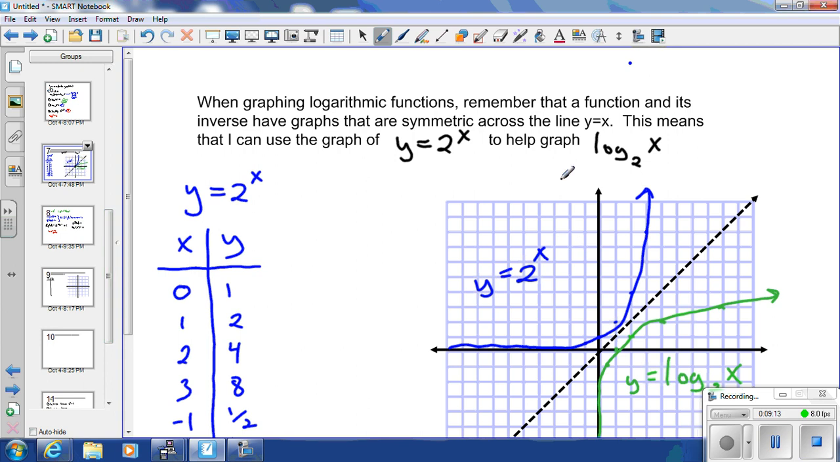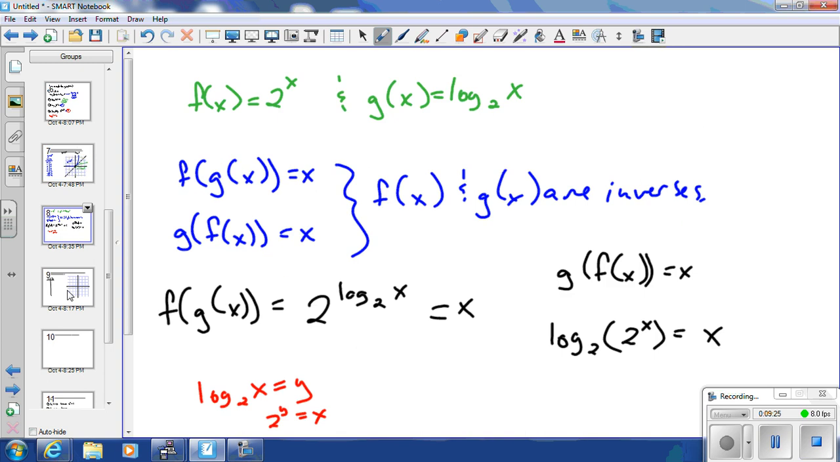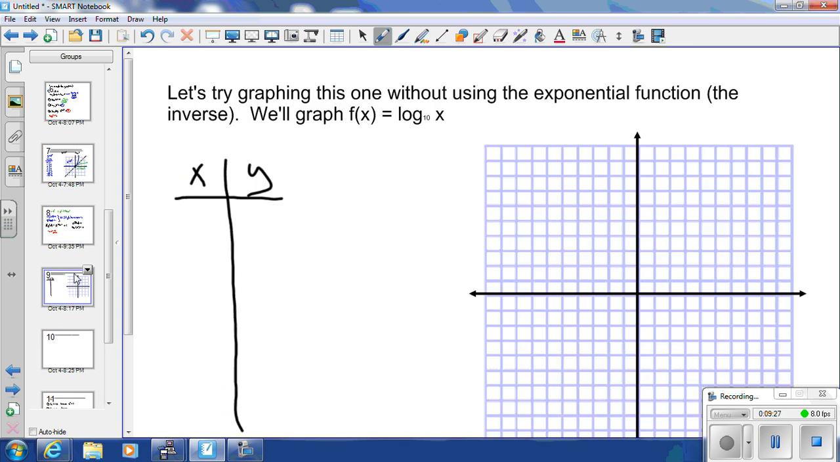Now, we can't verify this in our calculator yet because in our calculator, we're only capable of typing in log base 10 with the LOG button, or we have another log called a natural log. And we'll try that in a moment.